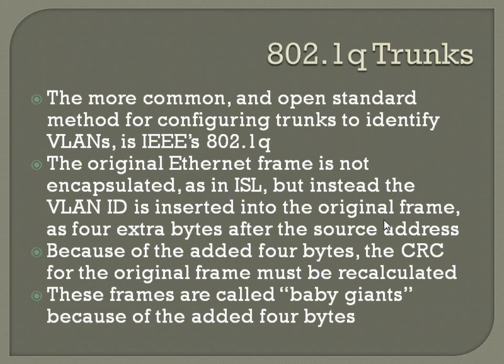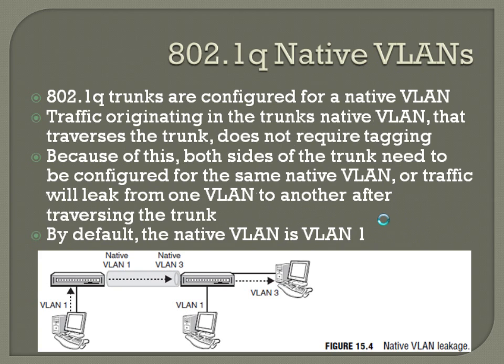So something else with 802.1q is native VLANs. The trunks are configured for a native VLAN. Traffic originating in the trunk on one side that is in the native VLAN and traverses the trunk does not require the tagging. So you might set default VLAN 1 as the native VLAN for all .1q trunks, but in a lot of cases you'll statically set it to a different VLAN.